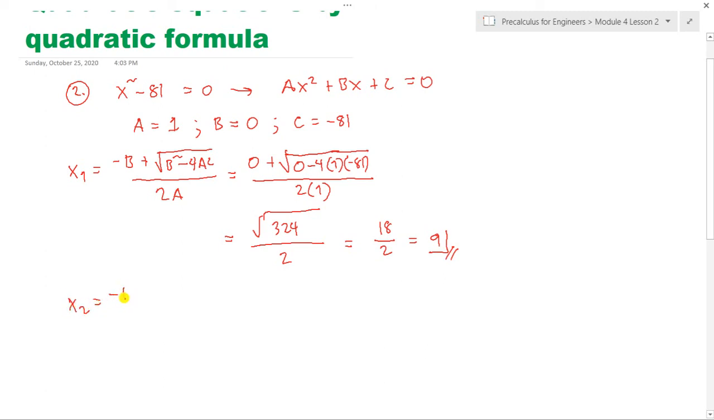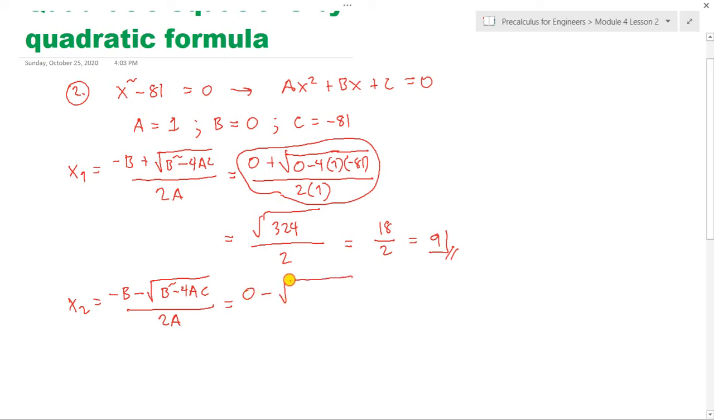Our second solution is negative b, this time minus, no longer addition. So we have here b squared minus 4ac all over 2a. Class, just plug in the values, but we will skip that here. Anyway, the values of a, b and c are the same. So we have here 0, but this time minus, class, it's no longer positive. Then 0 minus 4 times a is 1, c is negative 81, divided by 2 times 1. Here, b is 0, so it becomes just negative square root of 324 all over 2. And the next step is negative 18 over 2. The answer is negative 9.